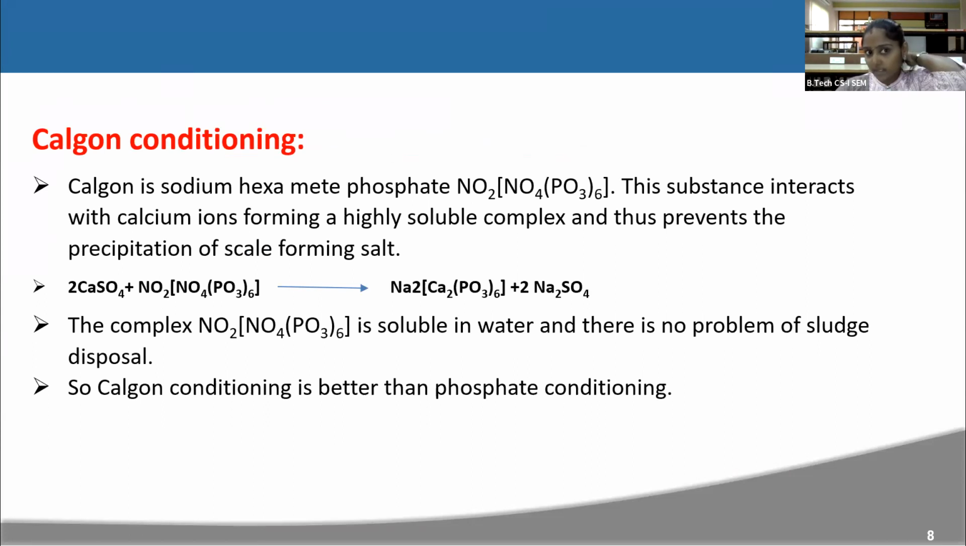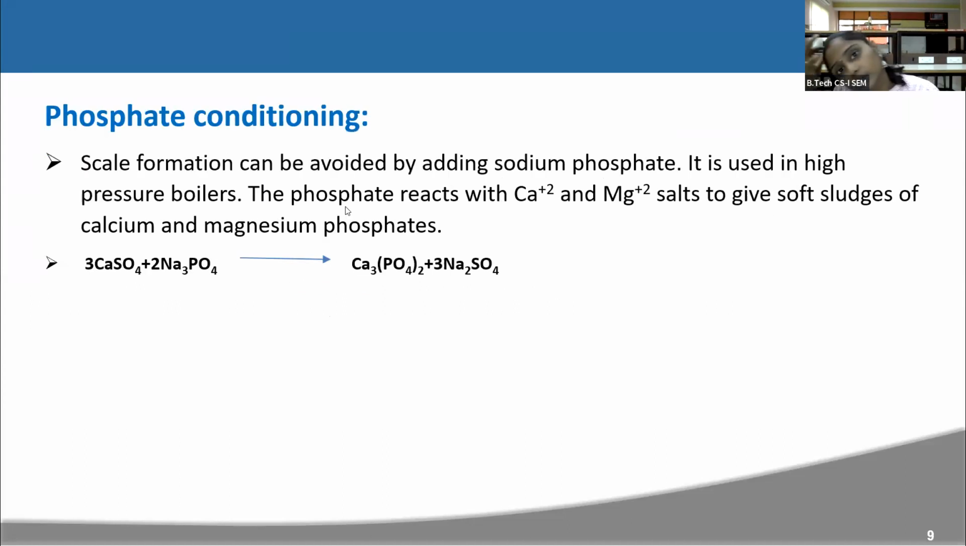The next one is colloidal conditioning. Here we can remove the scales and sludge formations in the water to avoid them. What is the chemical formula? Sodium hexametaphosphate.